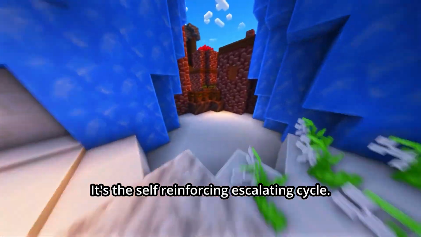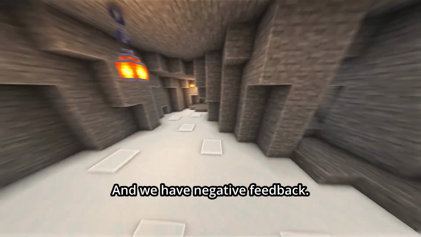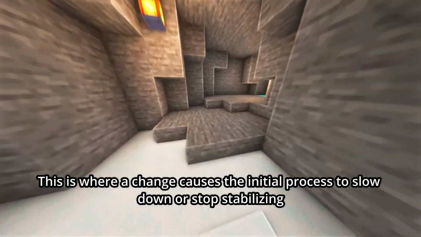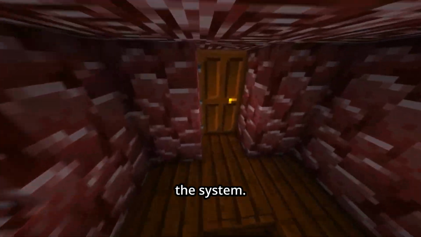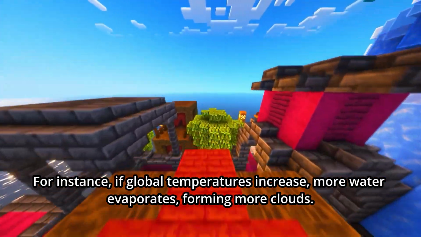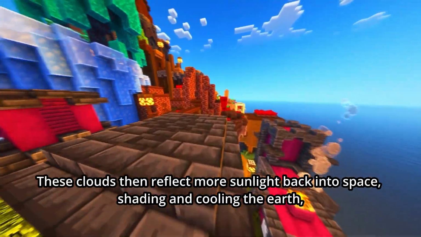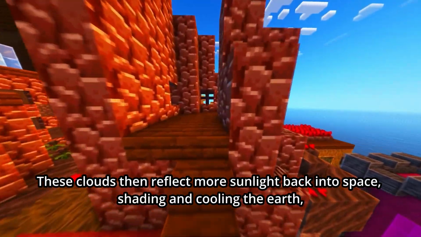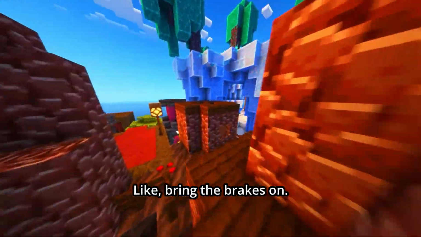It's this self-reinforcing, escalating cycle. A dangerous spiral. Exactly. Then we have negative feedback. This is where a change causes the initial process to slow down or stop, stabilizing the system. For instance, if global temperatures increase, more water evaporates, forming more clouds. These clouds then reflect more sunlight back into space, shading and cooling the Earth, which in turn slows the initial warming. Like putting the brakes on.